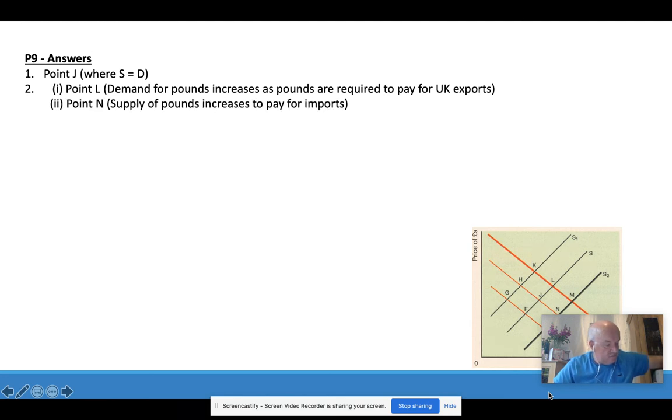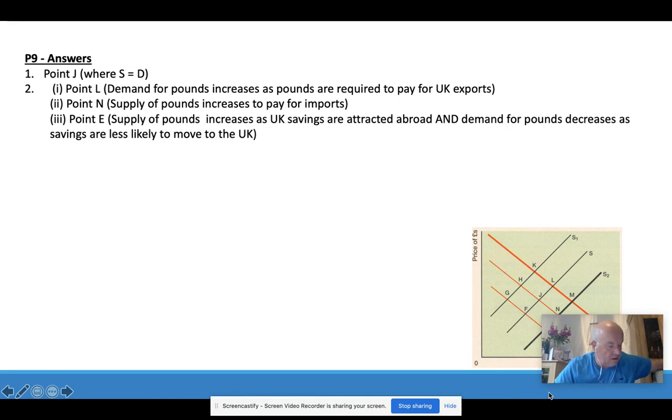Let's take a look at the next point then, where we've got an increase in imports. Okay, so in this instance, the supply of pounds, we've effectively sold more of our pounds. Okay, so we've sold them in order to buy, in this case, dollars, let's assume. So in this instance, that would move our equilibrium point to point N. So we've effectively got greater supply of pounds, and that's going to affect the overall value negatively, isn't it? Because the value of our pound is going to become weaker.